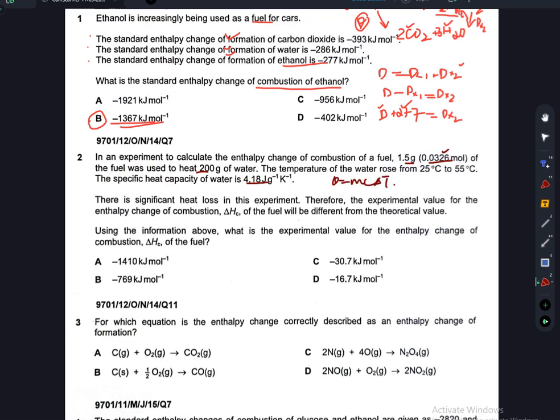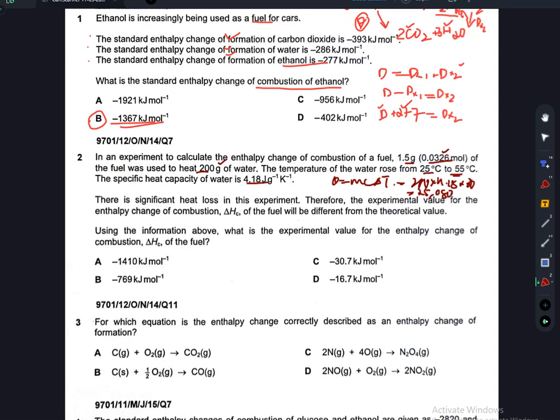We have been given mass which is 200 grams, and we have C. Obviously, we know C is the specific heat capacity of water, 4.18, and the change in temperature. Now the temperature is changing from 25 to 55, so it is obviously 30 degrees C. So this would be 200 times 4.18 times 30, so this would be 25080.